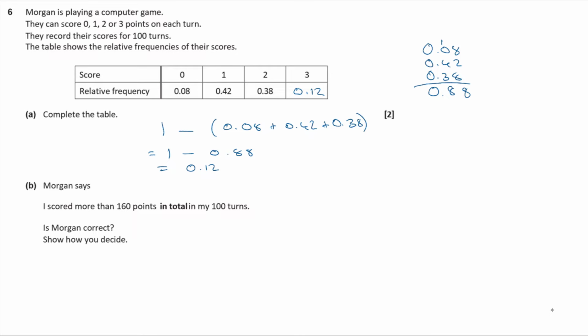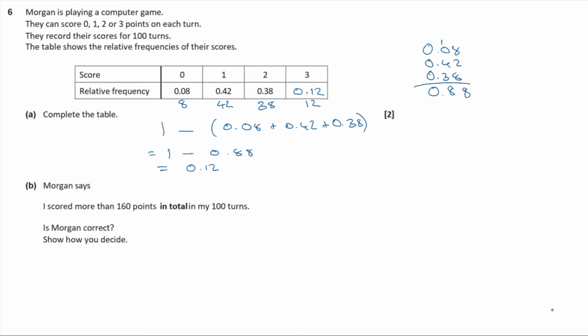Now part B says, Morgan says, I scored more than 160 points in total in my 100 turns. Is Morgan correct? Show how you decide. Now if he played 100 turns and they were the relative frequencies, then if I multiply each one of those by 100, I'll get the number of times that he got those scores. So 0.08 times 100 is 8. 0.42 times 100 is 42. That's going to be 38, and that's going to be 12. So that's the number of times he got each one of those scores in 100 turns.